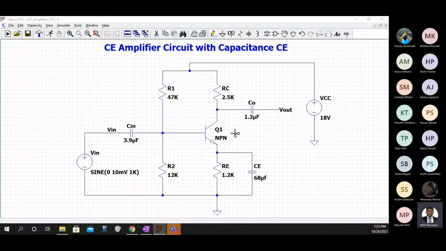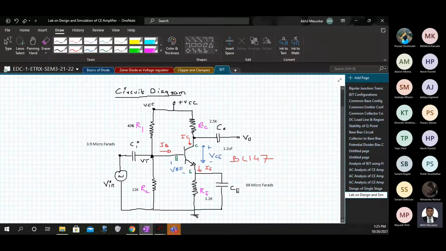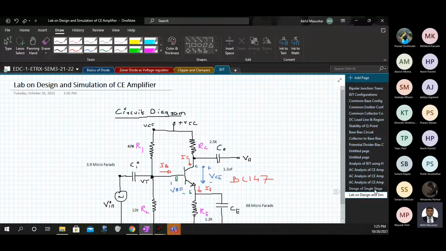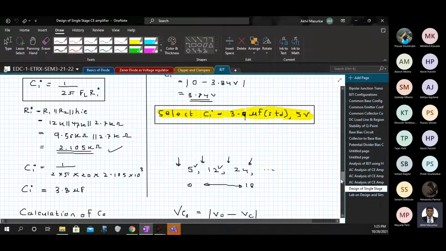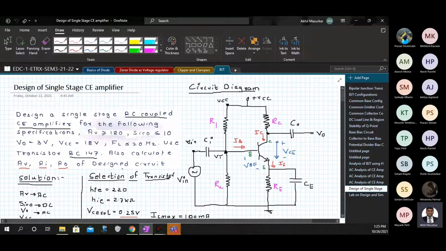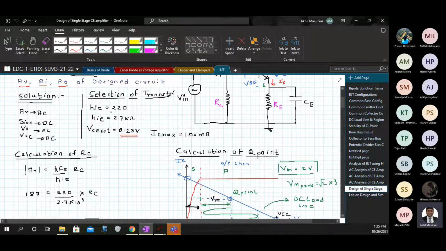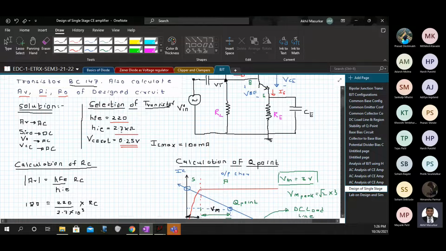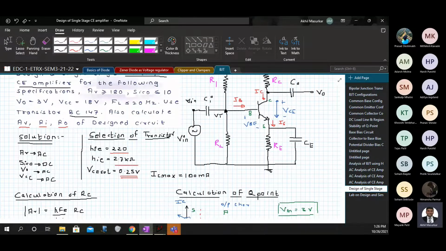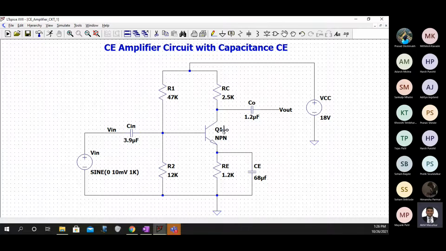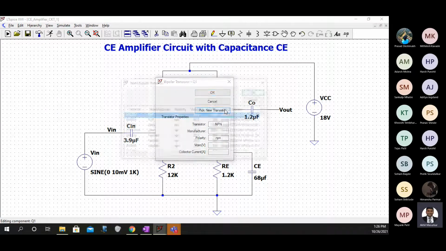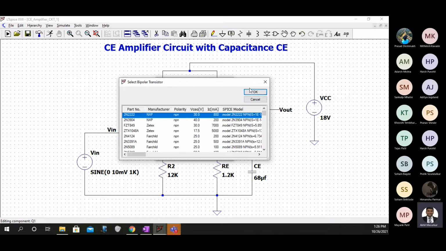Now you can see that in our design, the beta value, or the HFE value, was 220 and HIE was 2.7 kilo ohms. So actually in LT Spice BC147 is not there, but BC547 is there. So let us check that. So I will right click on this. I will right click on the NPN transistor. I will say pick new transistor.